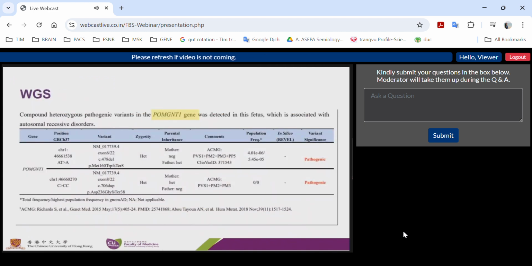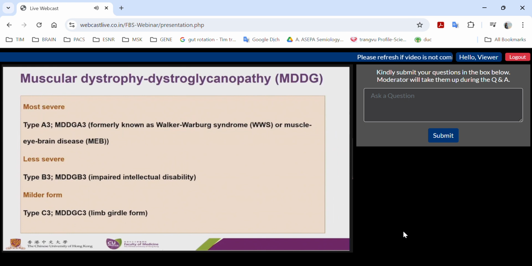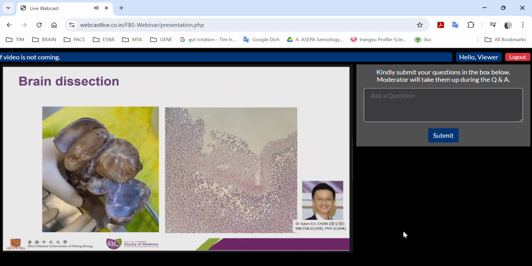Then with the WGS, it showed the fetus has compound heterozygous pathogenic variants in the POMGNT1 gene, which is associated with muscular dystrophy. With a prenatal onset, it is associated with a more severe presentation, and it is also known as Walker-Warburg syndrome. This case had termination of pregnancy performed, and thanks to our pathologists.